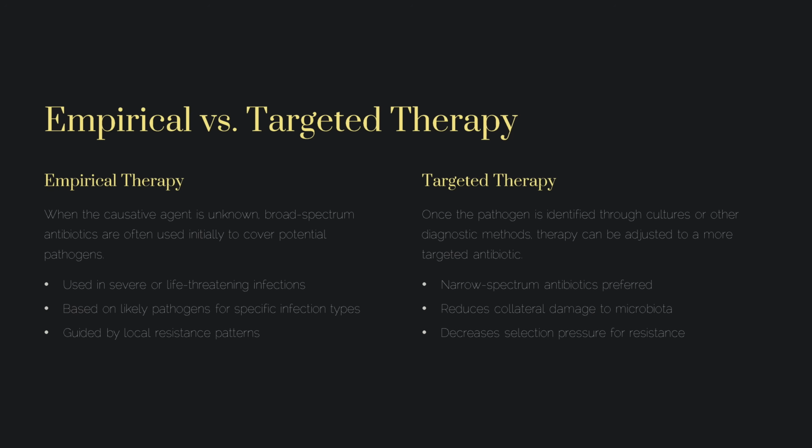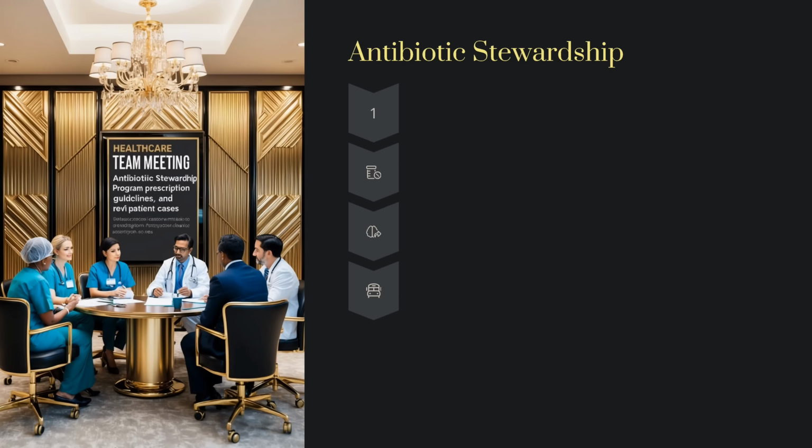Then empirical therapy when the causative agent is unknown. Broad spectrum antibiotics are often used initially. Once the pathogen is identified, therapy can be adjusted to more targeted antibiotics. Then focus on the antibiotic stewardship. Prudent use of antibiotics guided by their spectrum of activity helps combat the growing problem of antibiotic resistance.